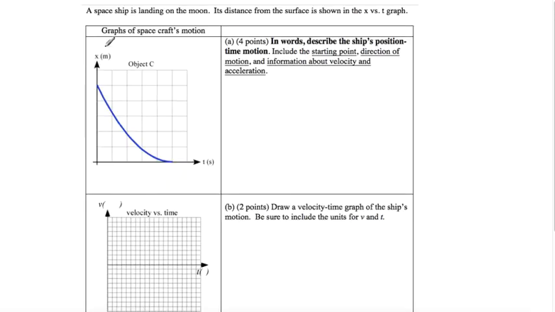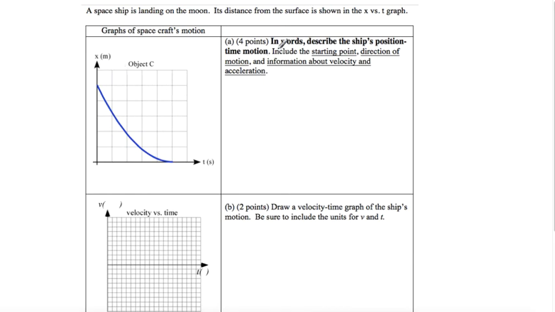Okay. The next problem. A spaceship is landing on the moon. Its distance from the surface is shown in this x versus t graph. Part A. In words, describe the ship's position, time, motion. Include starting point, direction of motion, and information about velocity and acceleration.